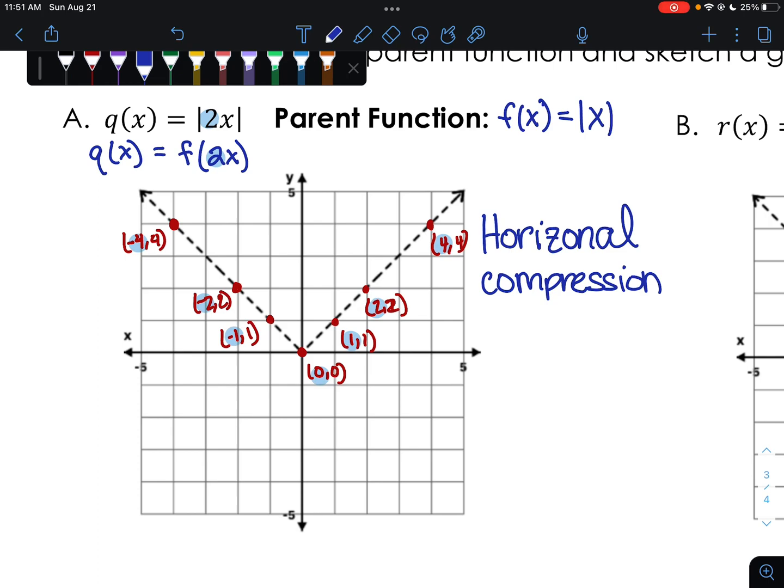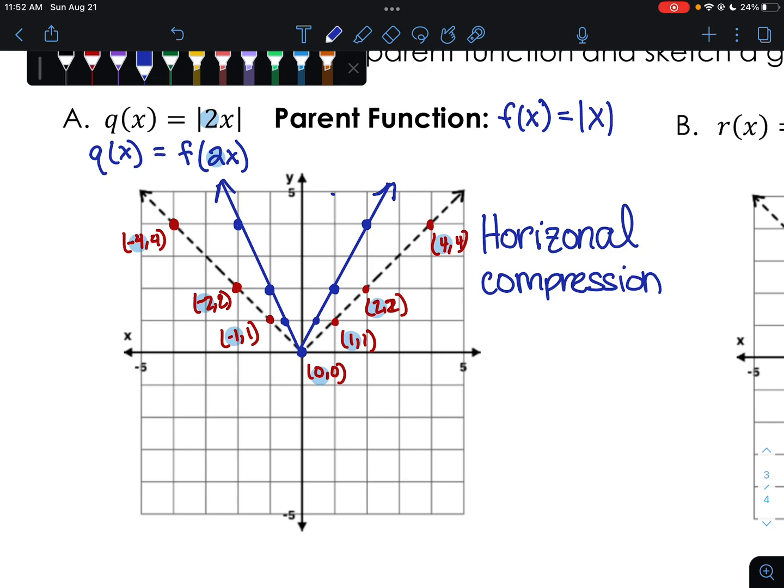So 0 divided by 2 is going to stay, so I have 0, 0. 1 divided by 2 is 1/2, so I have 1/2, 1 and negative 1/2, 1. 2 divided by 2 is 1, so I have 1, 2 and negative 1, 2. 4 divided by 2 is 2, so I have 2, 4 and negative 2, 4. So my function should look like this.